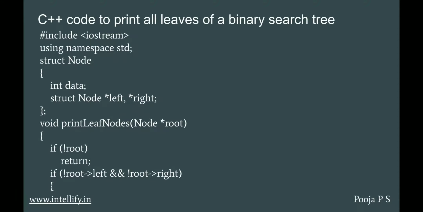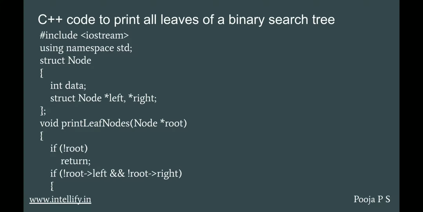Coming to the C++ code, here as usual we are creating a structure, and this is the data field where it stores the data of the node. And we are creating two pointers, left and right, to point to the left and right children of the node. And this is the function that we use to print the leaf nodes.